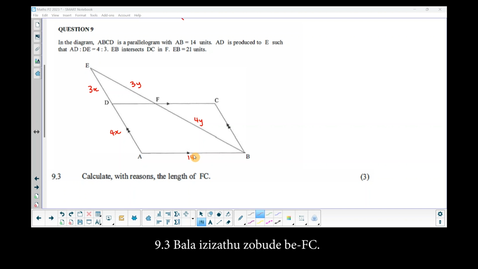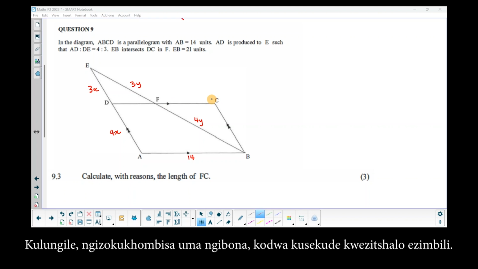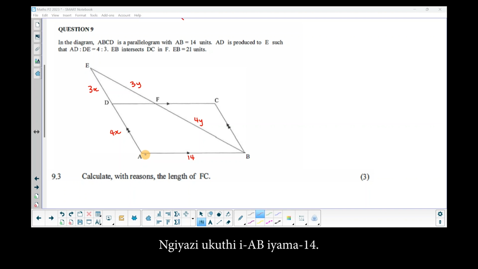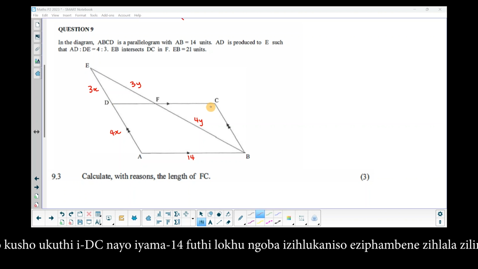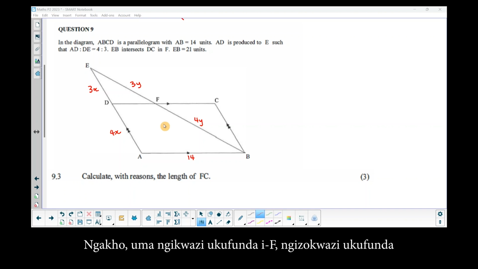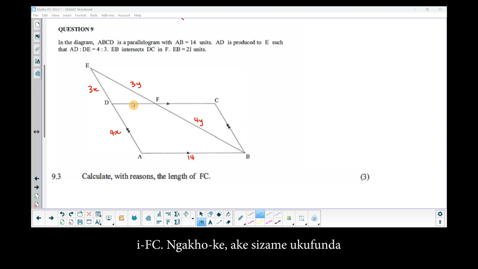9.3. Calculate with reasons the length of FC. All right, I'll get to FC in a bit. It's outside of the two triangles I've worked with, but I'm sure I can get there. I do know that AB is 14. They told us that at the start of the question. That means DC is also 14, and that's because they're opposite sides of a parallelogram. Okay, so if I work out DF, I will then be able to work out FC. So let's try and work out DF.